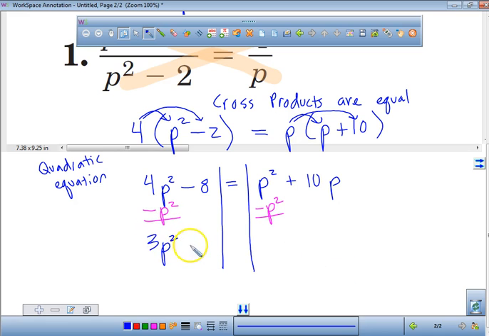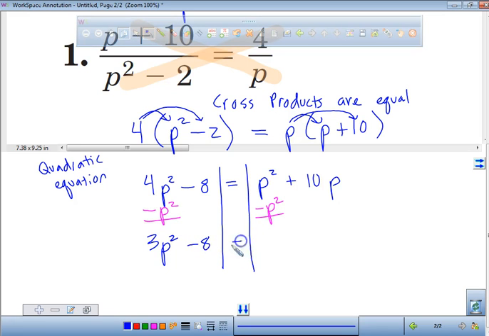So now I have a 3p squared, I have a minus 8 equals a 10p. Well, what do I got to do with this 10p? Got to get rid of it. So I got to do what? That's right. Take it away.